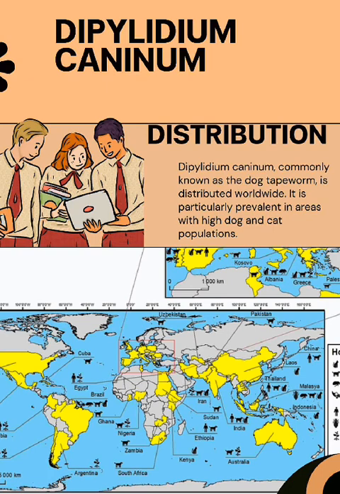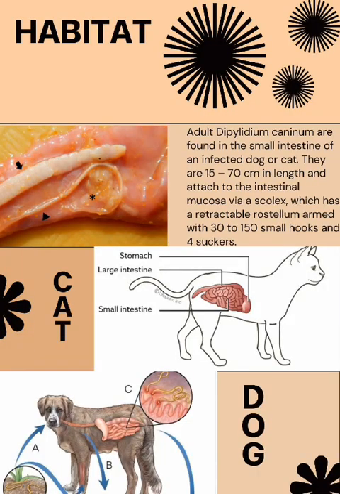Now, let's see the map below. As you can see, those are the countries that I mentioned earlier. These countries had high cases of the caninum. And now, let's proceed to the habitat of the caninum.